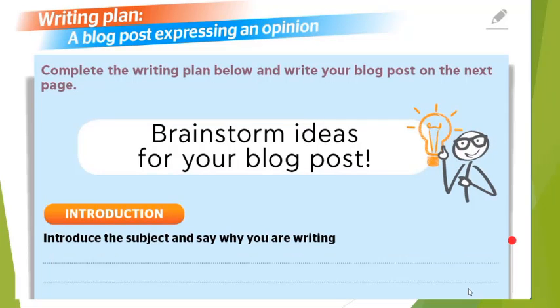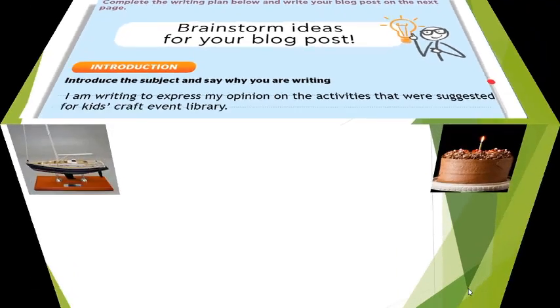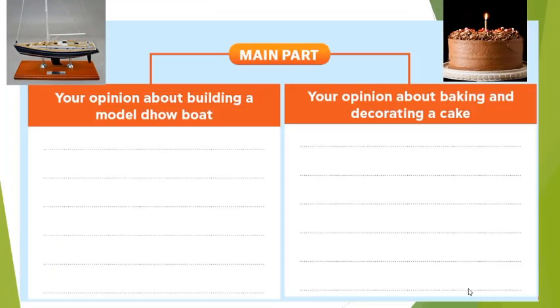The brainstorming process includes the introduction. In the introduction, you have to introduce the subject and say why you are writing. For example, you could say, I'm writing to express my opinion on the activities that were suggested for the Kids Craft Event at the library. Now, you have to mention the main part. The main part includes your opinion about building a model boat, as well as your opinion about baking and decorating a cake.